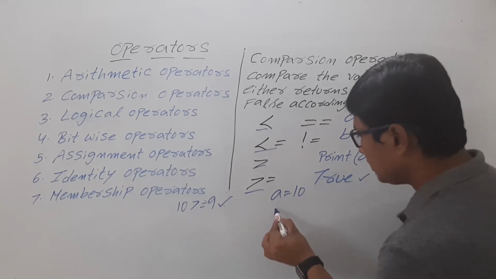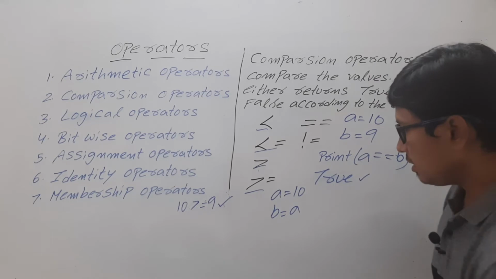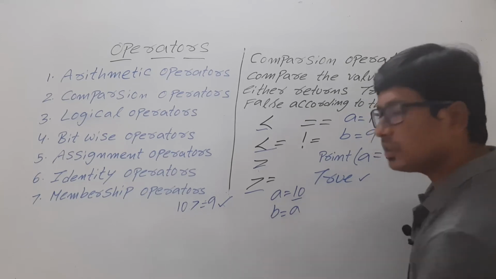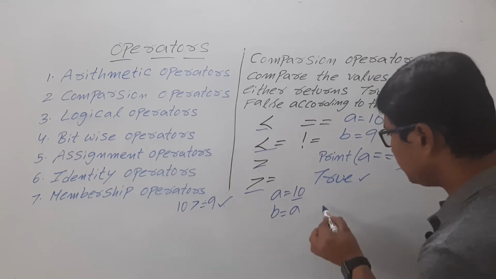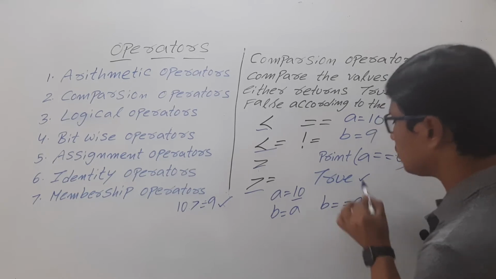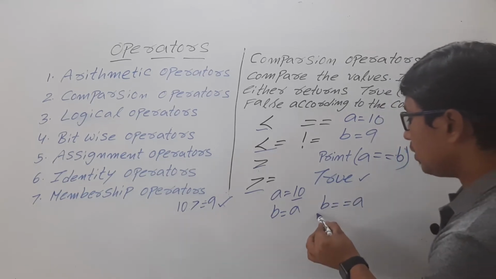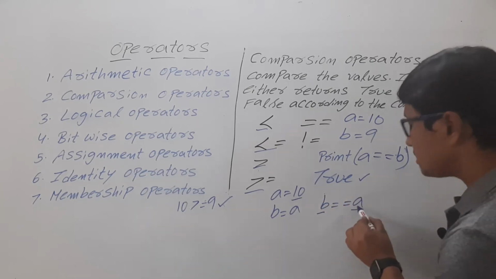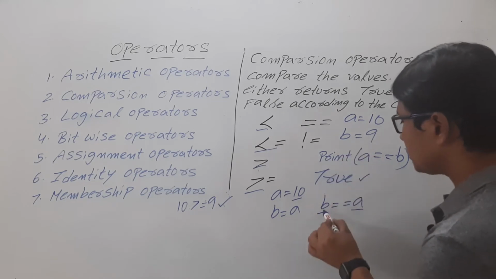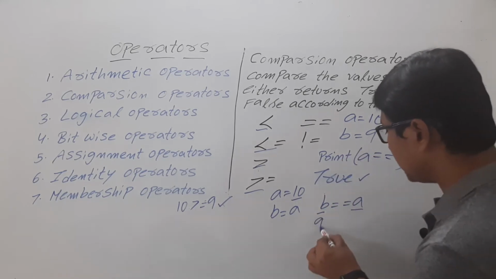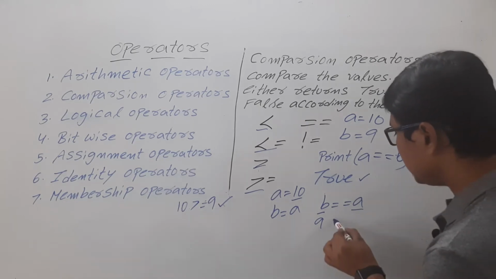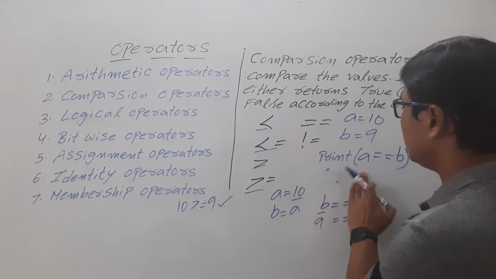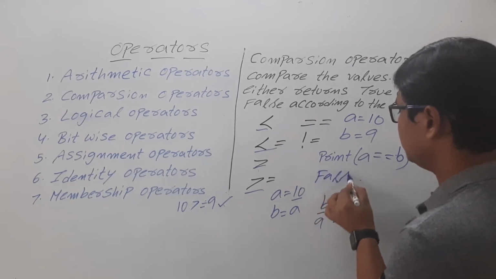If you write B = A, then whatever value is in the variable A will be stored in the variable B. But if you use B == A, then the value stored in the variable B will be compared with the value in the variable A. Now look here. The value stored in B is 9, and the value stored in A is 10. Now check whether 10 is equal to 9. Wrong. So it will return the value false.